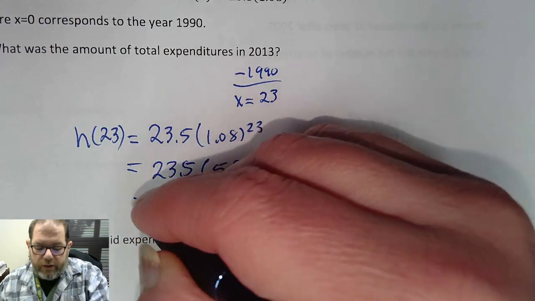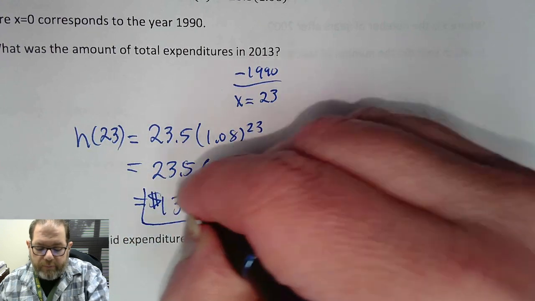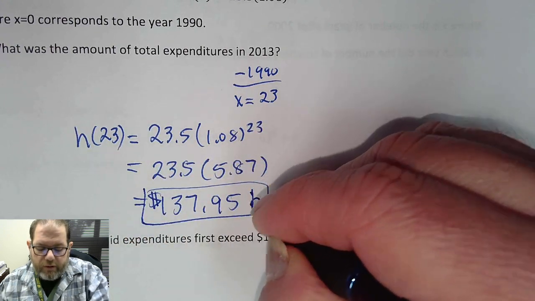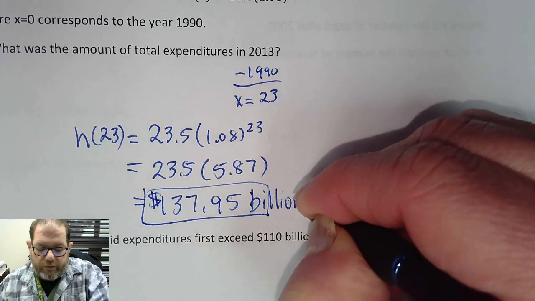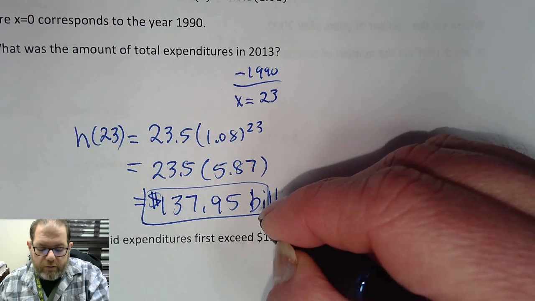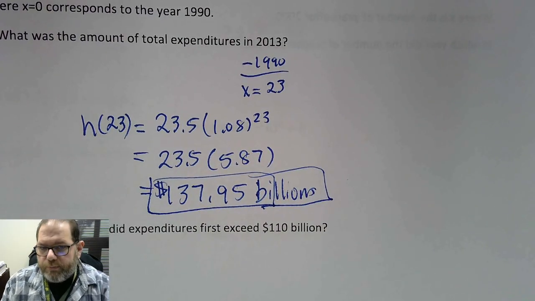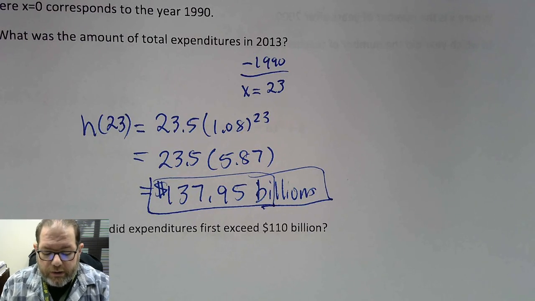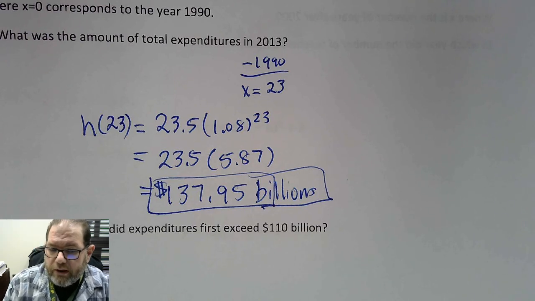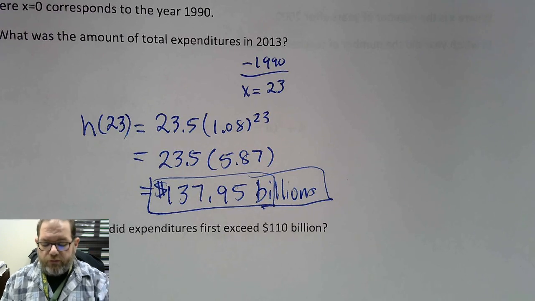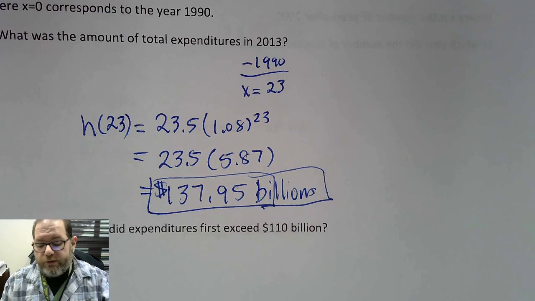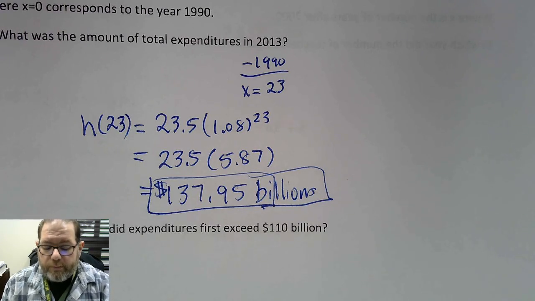Now this is a currency amount, and again, this is in billions of dollars. So we should put a dollar sign since it does refer to a monetary amount, and because it's not just $137.95, we should also follow it with billions, which is how this number is being measured specifically.